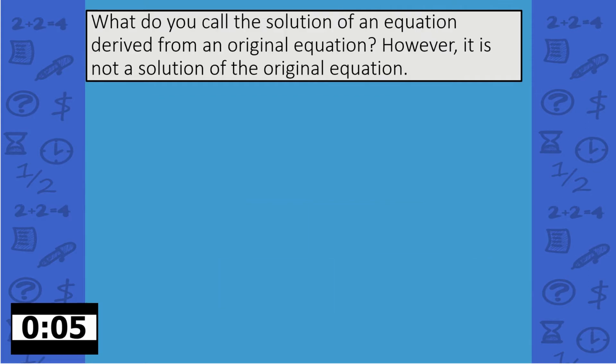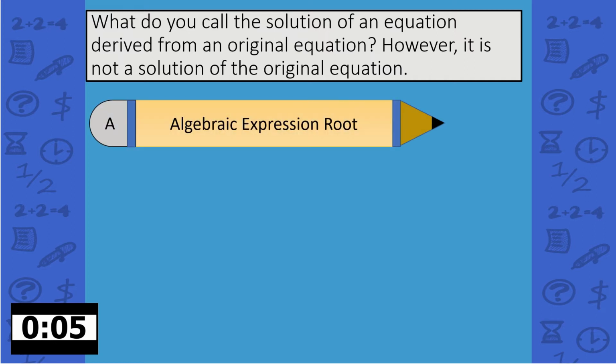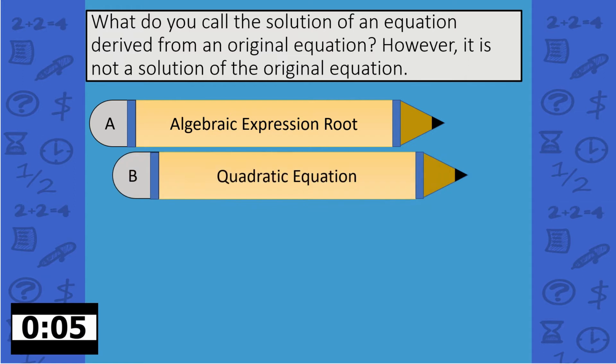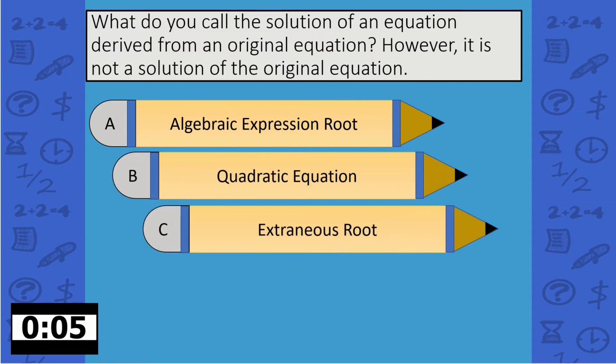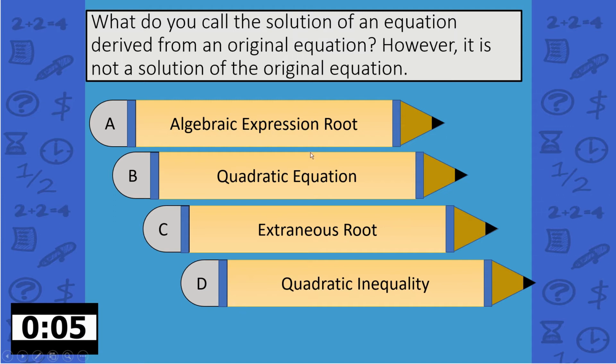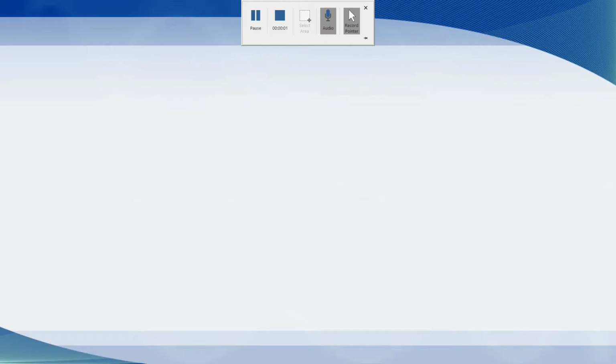And for our last question, what do you call the solution of an equation derived from an original equation? However, it is not a solution of the original equation. Is it A, algebraic expression root, B, quadratic equation, C, extraneous root, or letter D, quadratic inequality? Timer starts now. Okay, the correct answer is letter C, extraneous root. Okay, let's now proceed with our lesson.